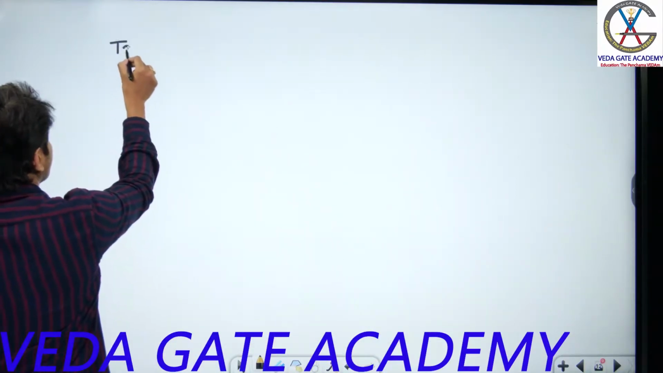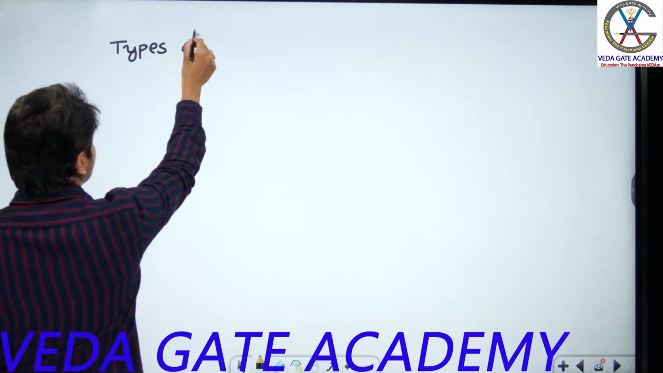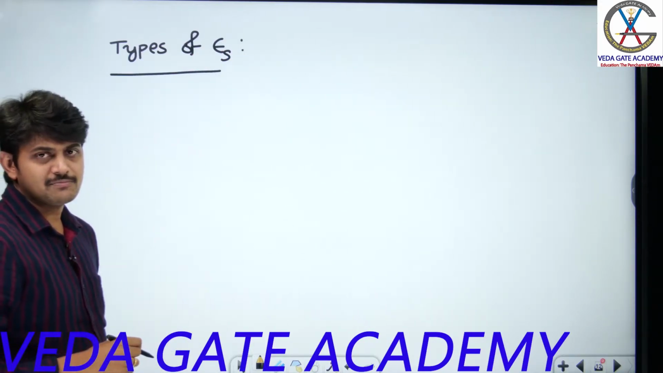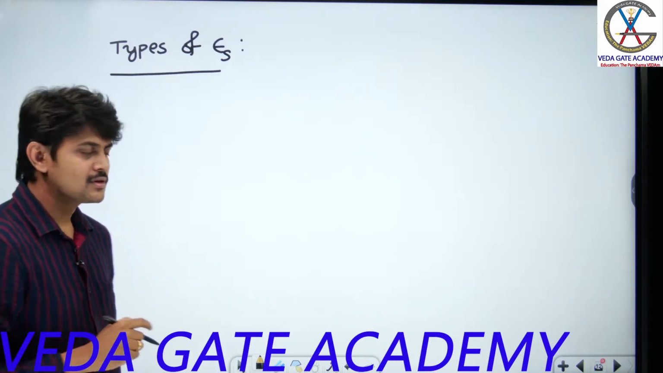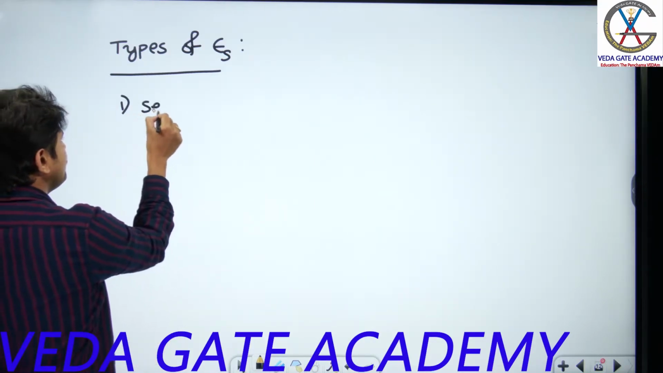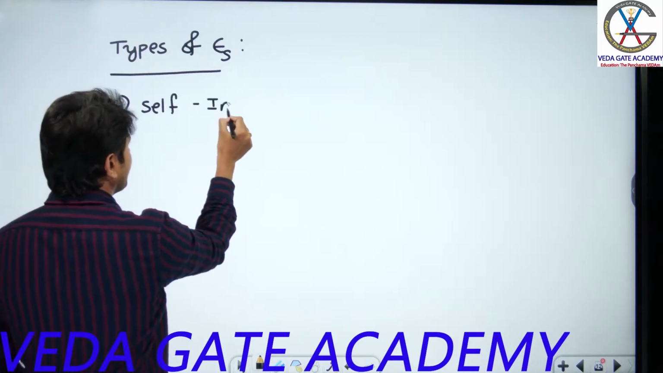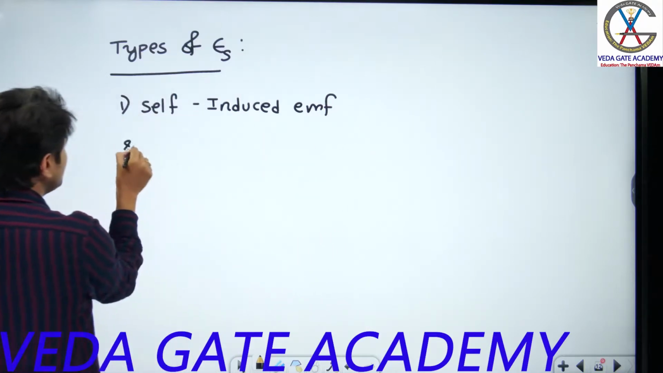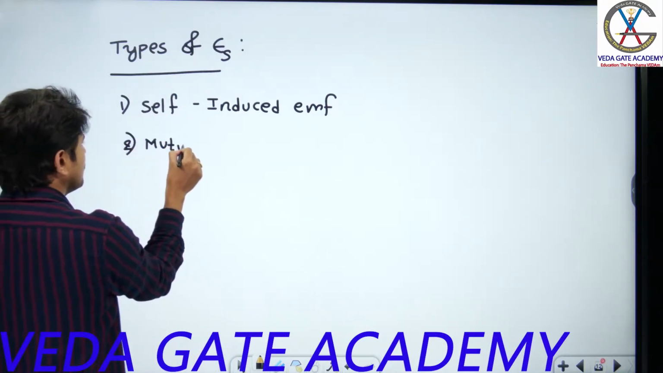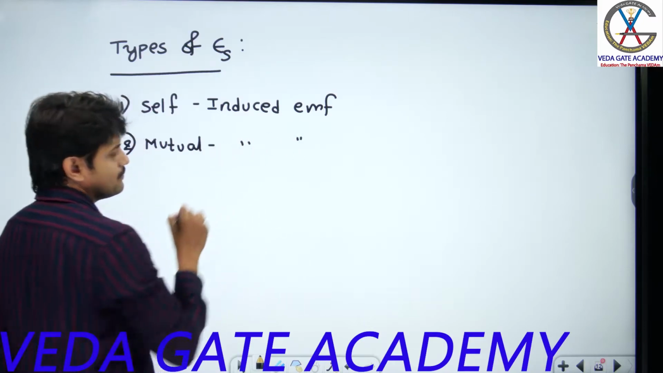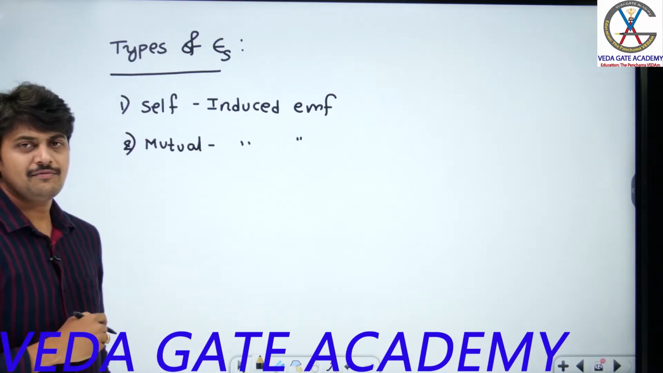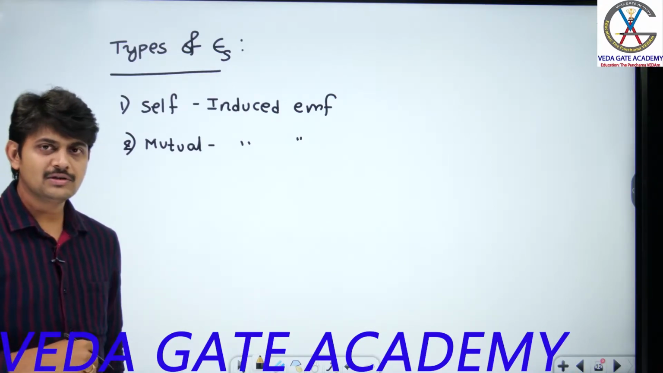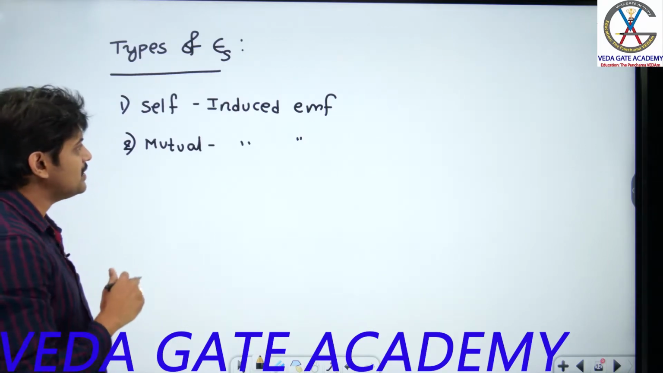So we'll try to see what are the different types of statically induced EMFs. This statically induced EMF is basically classified into two types. One is self-induced EMF and the second one is mutually induced EMF. Now we'll try to see what is the meaning of self-induced EMF and what are the describing expressions for self-induced EMF, and similarly we'll see the second one, mutually induced EMF.